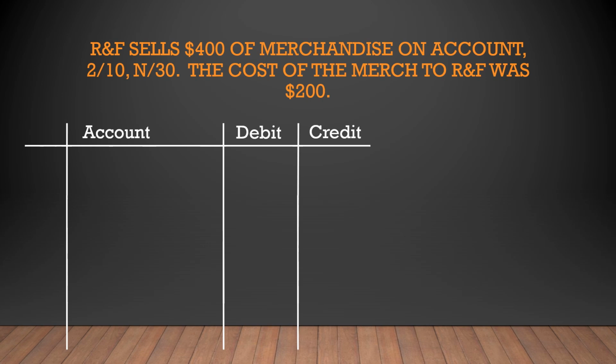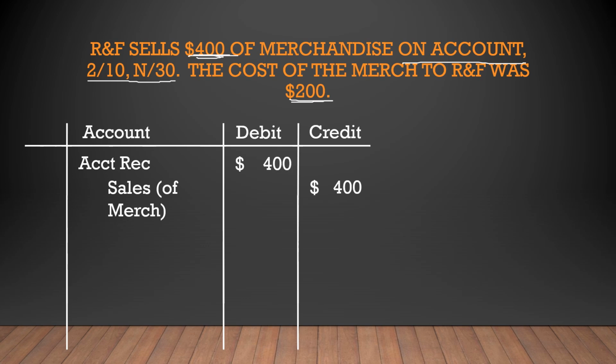Imagine R&F sells $400 of merchandise on account, terms 2/10 net 30. The cost of the merchandise was $200. Under the gross method, we book the sale at its gross amount. In other words, book this entry as we've done in the previous examples. Debit AR and credit sales for $400, and debit CGS and credit merchandise inventory for $200.